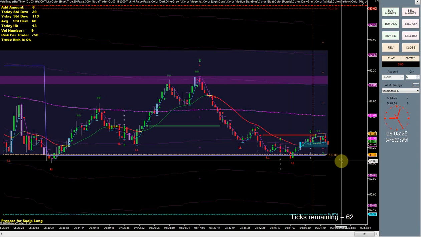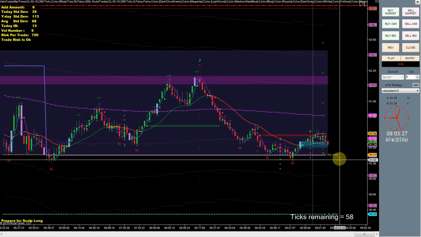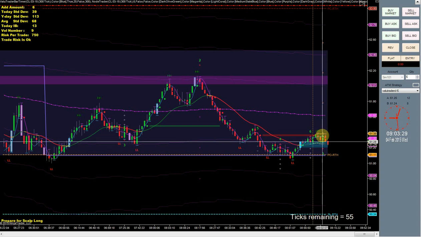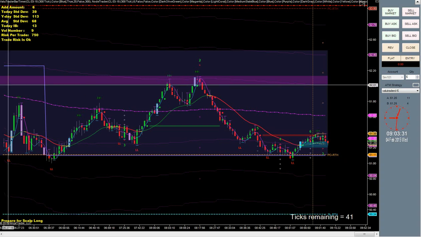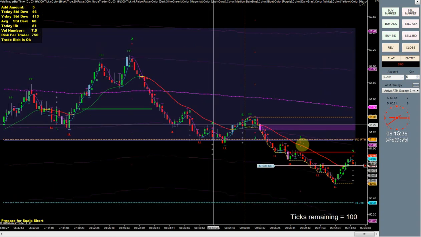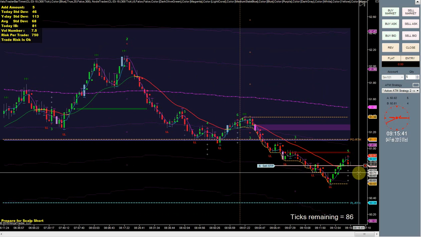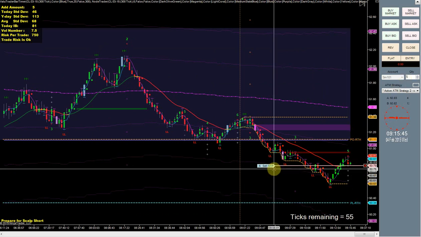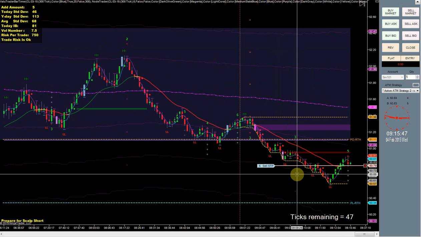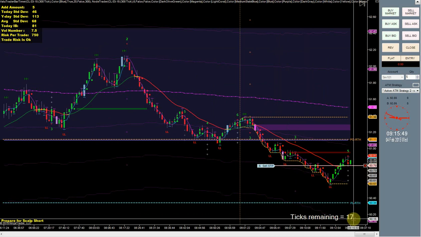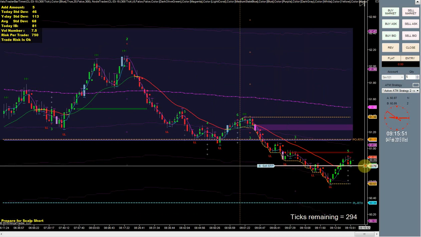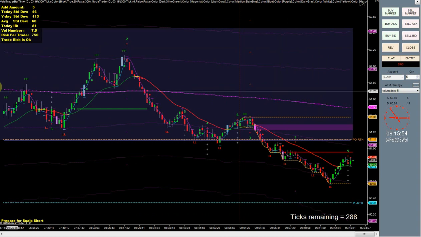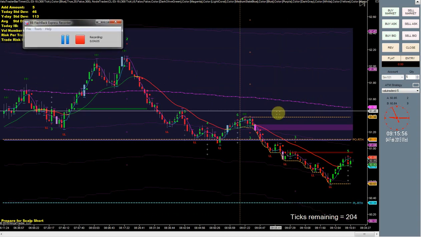Alright, I'm going to go ahead and pause it, and I'll come back to you guys once we get our first trade print. Alright guys, we have a potential trade here. 5 contracts. We'll see if we get filled. We've got about 40 ticks remaining. If we don't get hit, we'll shut it down. Order canceled. Alright, didn't get entered on that one.